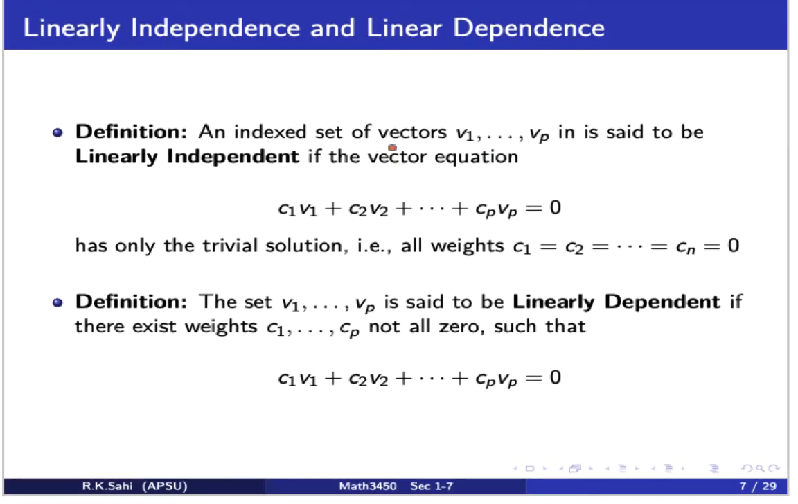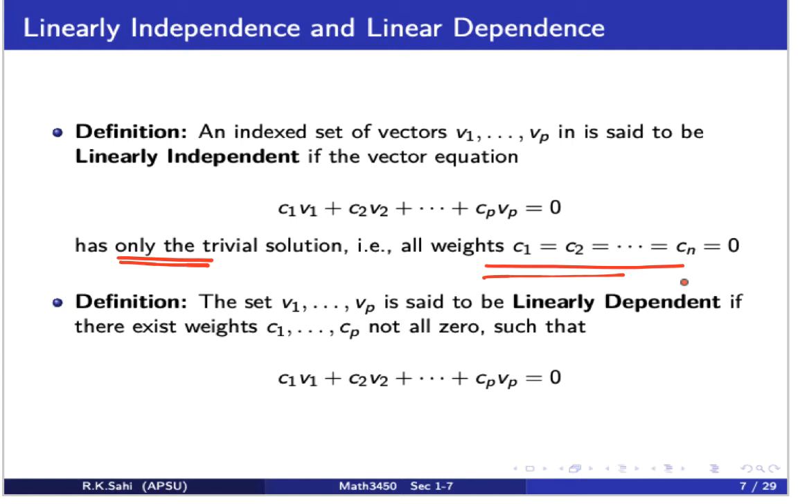If you're given an indexed set of vectors v1 to vp, we say that they are linearly independent if the vector equation c1 v1 + c2 v2 + ... + cp vp = 0 has only the trivial solution. That is, all the weights of this vector equation are only 0. So this is another way of saying it, where we're looking at it from a homogeneous system.